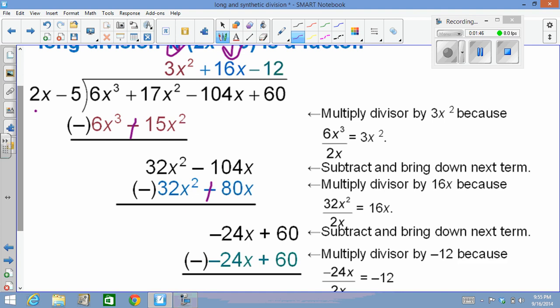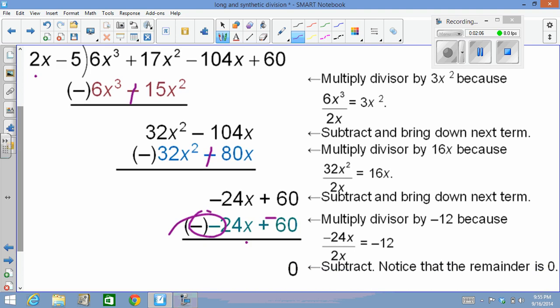And then again, I'm going to do the same process. What do I have to multiply 2x by to get negative 24x? Well, negative 12, which is there. So then I'm going to multiply, and I get negative 24x plus 60. I draw a line, change the sign, so that becomes a positive 24x and a negative 60. When I add down this time, I get 0. Since I end up with my remainder being 0, that means it gives me no remainder, which means it divides evenly, which tells me it is a factor.